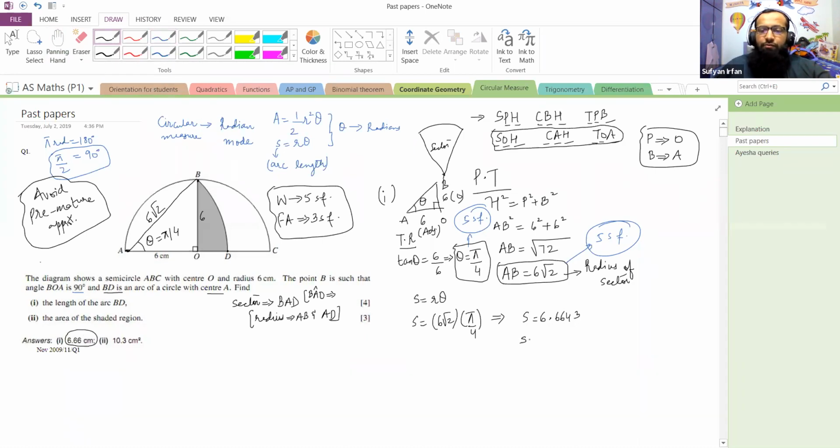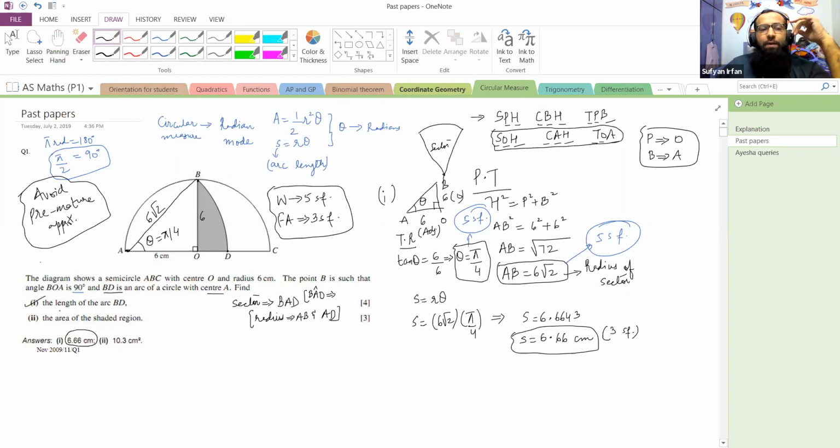Your answer is 6.6643. But let's round it off to 3 significant figures. The answer is 6.66 centimeters. This has been rounded to 3 SF. You should always write to higher accuracy, just to let the examiner know that the answer was not initially 6.66, but it was basically more than 6.66, and we had to round it off to 3 significant figures to make it 6.66. The more clear you are, the easier it becomes for the examiner to award you marks, right? So we have been able to do part 1 successfully.